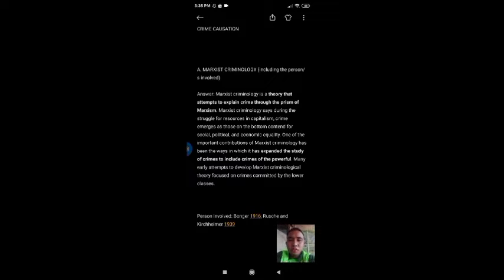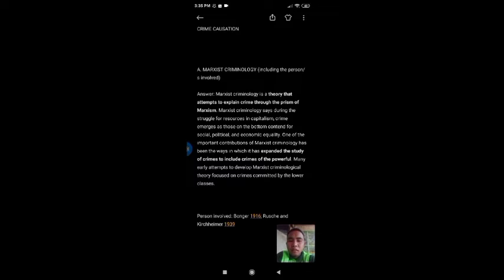So Marxist criminology is a theory that attempts to explain crime through the prism of Marxism. Marxist criminology says that during the struggle for resources in capitalism, crime emerged as those on the bottom contend for social, political, and economic equality. One of the important contributions of Marxist criminology has been the ways in which it has expanded the study of crime to include crimes of the powerful.